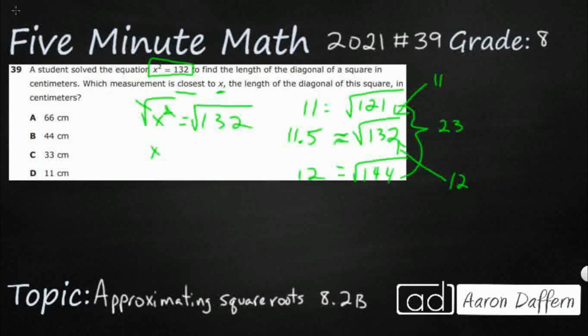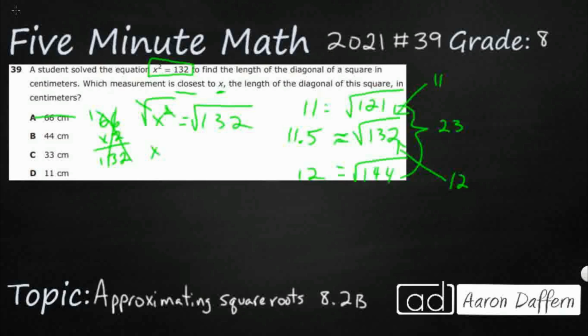Now, we don't have an 11.5, but we do have an 11. We do have a 33, we do have 44, and a 66. I know why 66 is chosen, because 66 times 2 is going to be your 132. But when we square something, we don't multiply it by 2, we multiply it by itself. So that's the trick there.